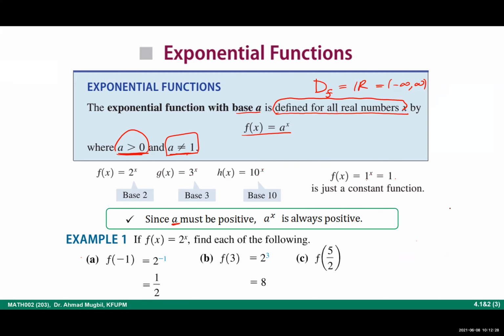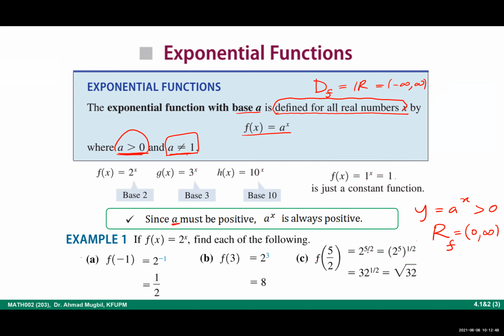So when we have y equals a to the power x greater than 0, this means that the range of this exponential function is what? Open 0, infinity. This is the meaning of having it always positive. This is when you have 2 to the power 5 over 2, Shabab.